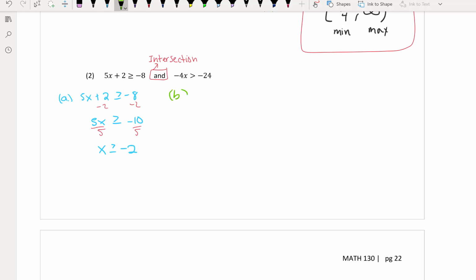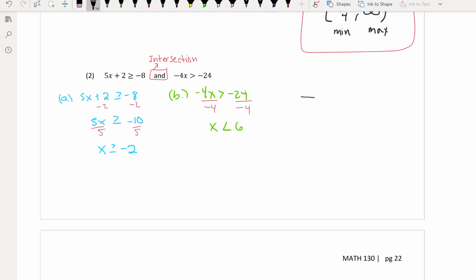Now for my part B inequality, that's negative 4x is greater than negative 24. I'm going to be dividing by a negative 4. That means the inequality is going to change direction because I'm dividing by a negative. So now it switches direction, and 24 divided by 4 gives me 6.